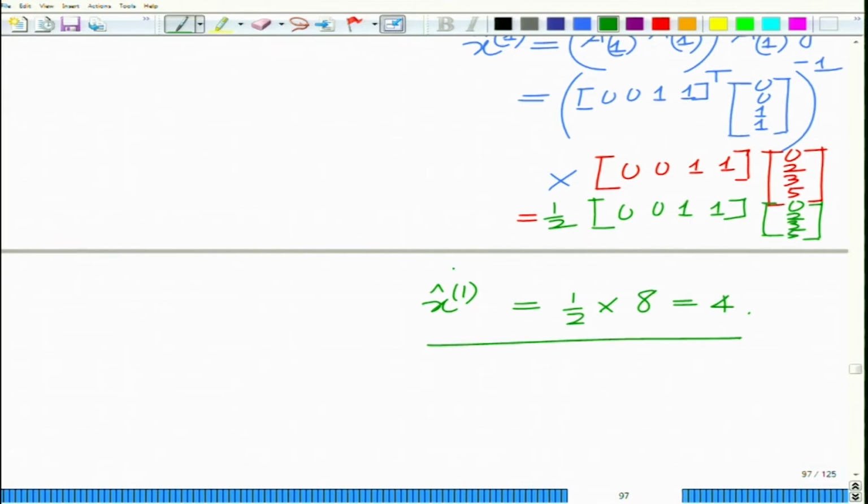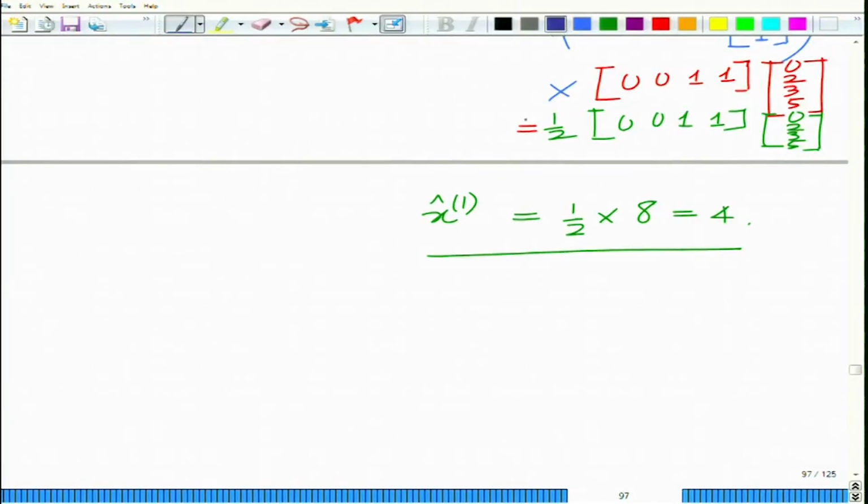Okay. So, that is your estimate of the sparse vector in the first iteration. Remember, this x hat 1 corresponds to the index of the column that is chosen in the first iteration, that is column number 5. So, this entry corresponds to the fifth entry of the vector x bar. Okay. Now, what we will do is we will find the residue after the first iteration.